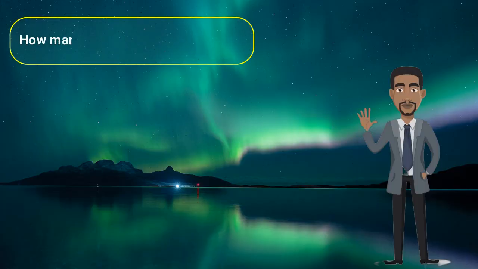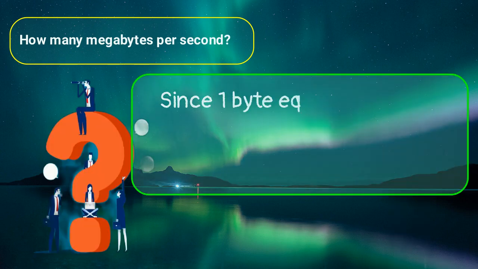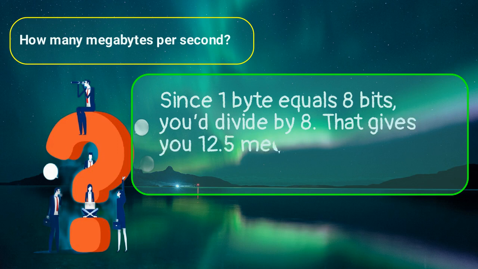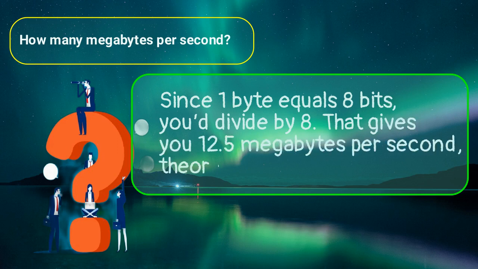Makes sense. So a 100 megabits per second connection would be how many megabytes per second? Since 1 byte equals 8 bits, you divide by 8. That gives you 12.5 megabytes per second, theoretically.